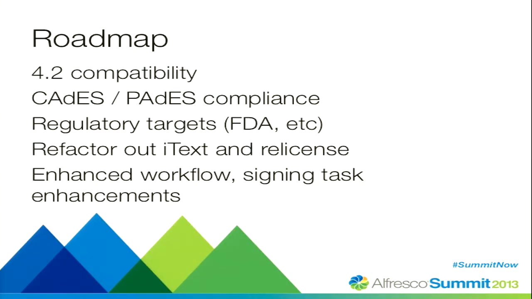What's the roadmap? Roadmap first, 4.2 compatibility, CAIDS, PAIDS compliance, regulatory targets, refactor out iText and relicense, and enhanced workflow and signing task enhancements. We have a dependency on the iText library. The iText library license is not really cool. So I'm working on reworking the digital signature parts for PDF into Apache PDFBox. If that's successful, then I'll be able to refactor out iText and release this under a more friendly license. It's coming. So yeah, that's it for the roadmap.